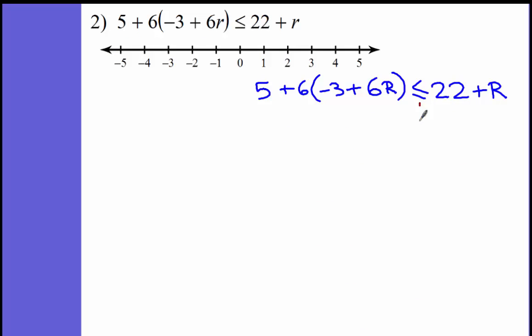First we have to get rid of the parentheses, alright? This 5 is not part of the parentheses, so you rewrite it to the bottom. Alright, so rewrite the 5.